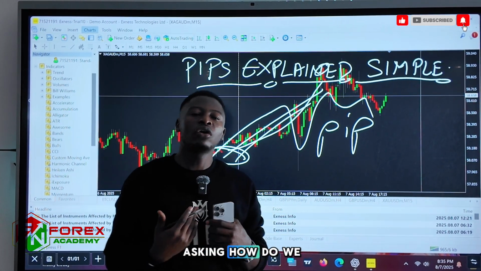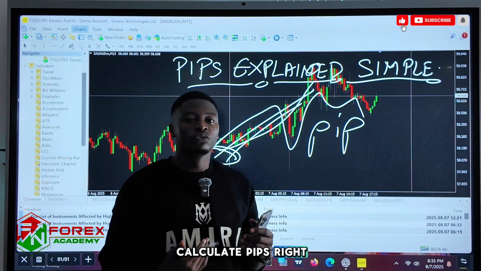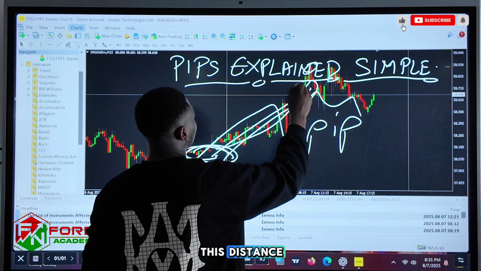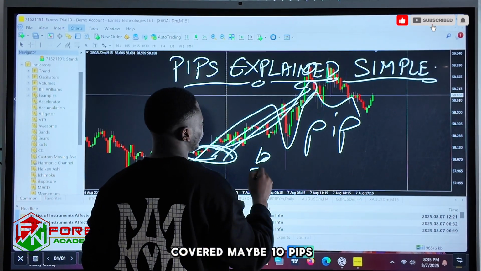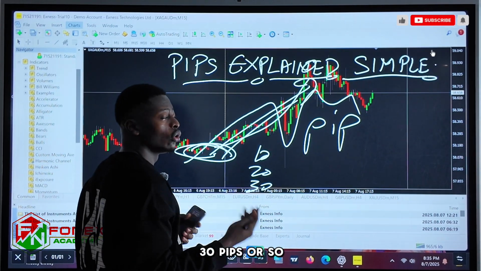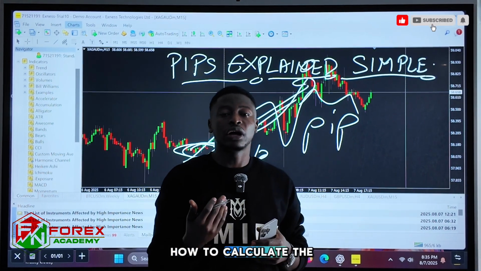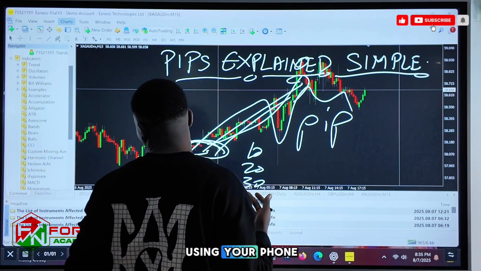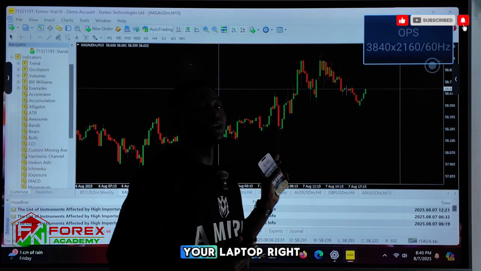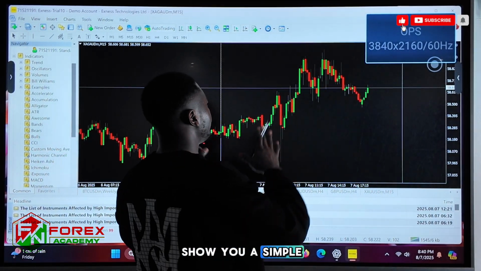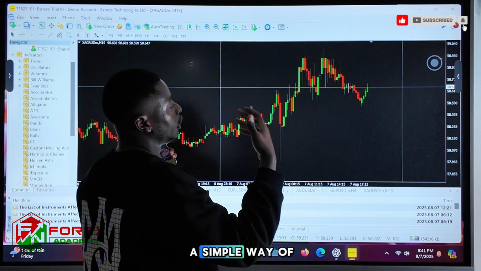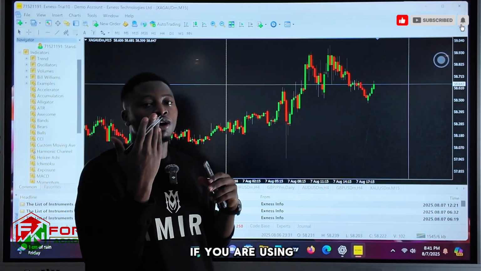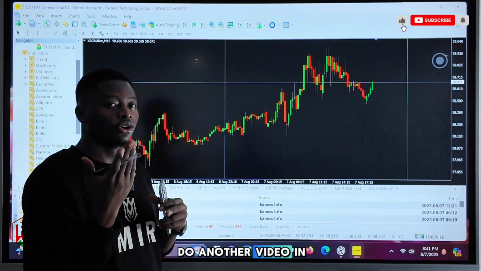Now you might be asking, how do we calculate pips, right? Because you need to know how to calculate pips. You need to be able to calculate that from this distance to this distance, the market has either covered maybe 10 pips or 20 pips or 30 pips or so, right? For you to know how to calculate the pips, depending on the gadget you are using, you might be using your phone, you might be using your laptop, right? I'm just going to show you a simple way of calculating your pip if you are using your laptop, right? If you are using your phone, we are going to do another video in regards to that.